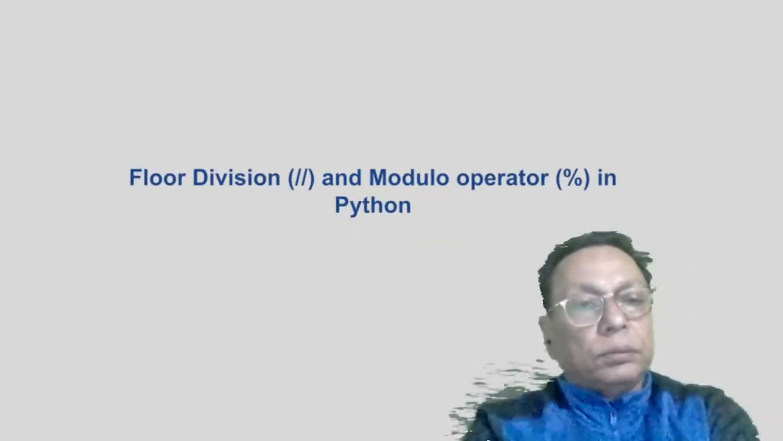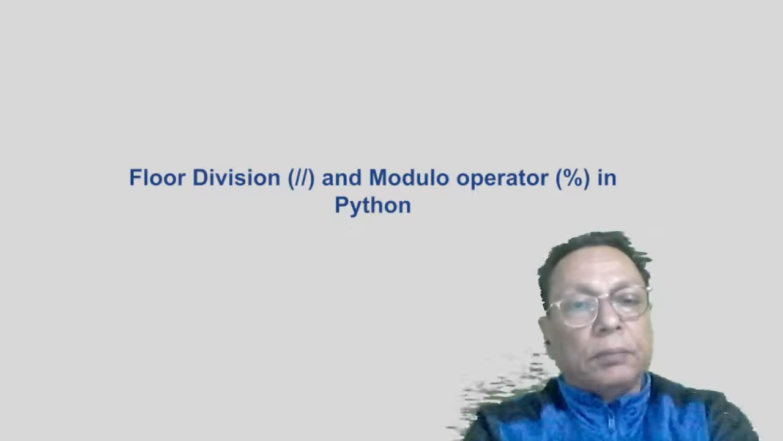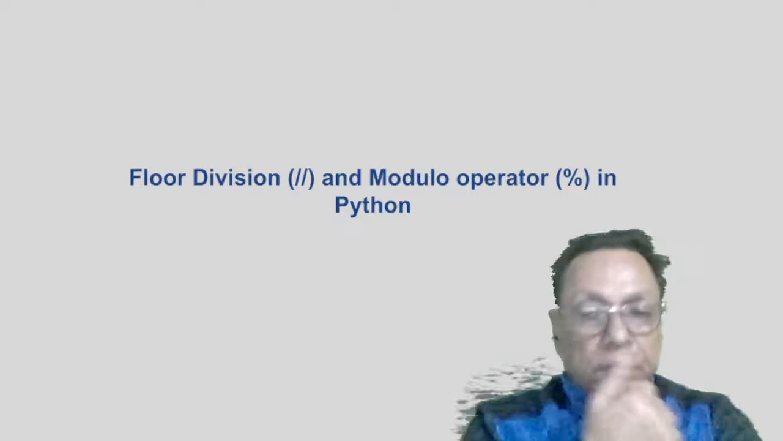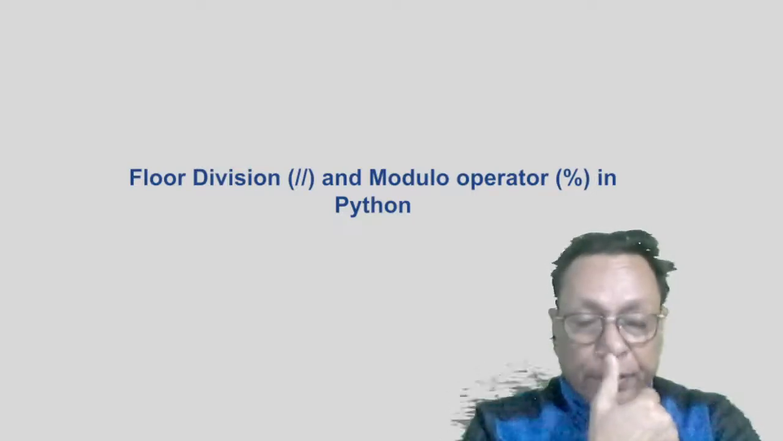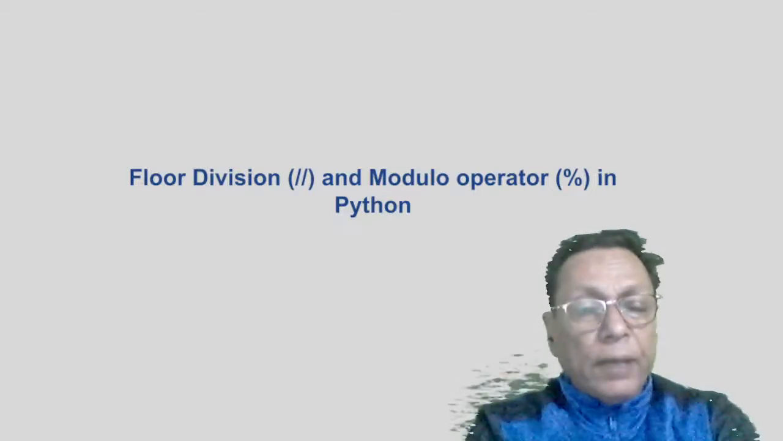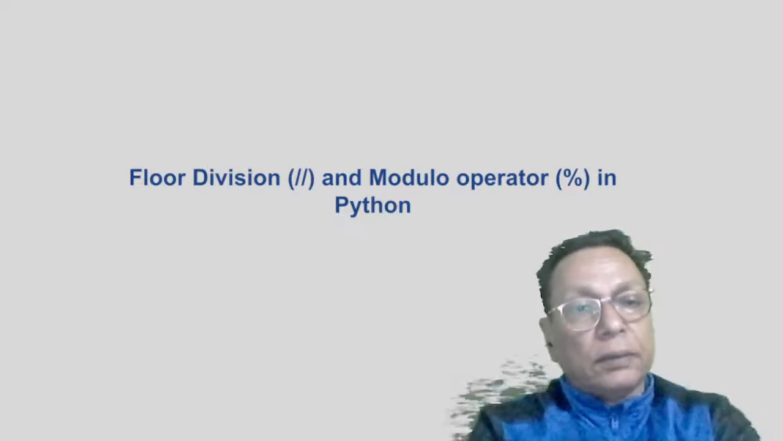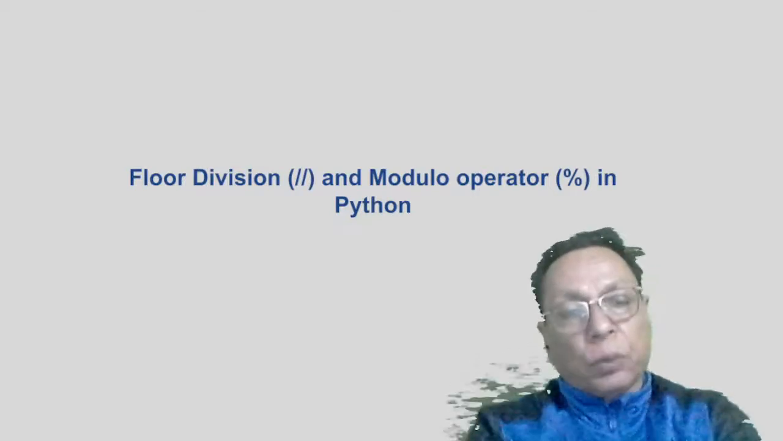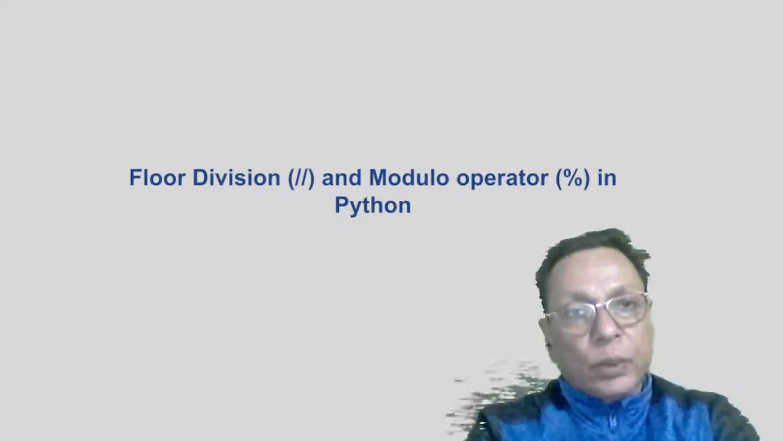Hello. So today in Python, I'm going to discuss floor division and the modulo operator. What happens when we divide a dividend by a divisor? Then we get the quotient as well as the remainder.